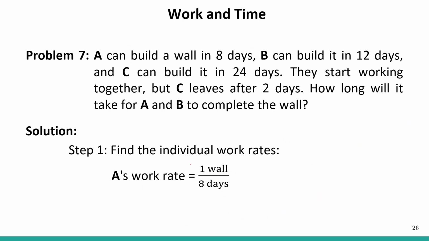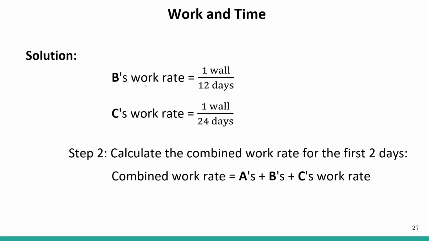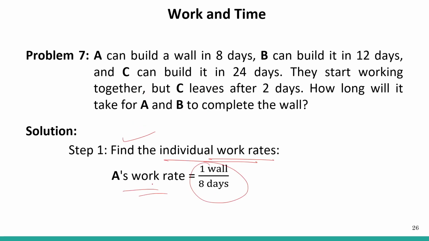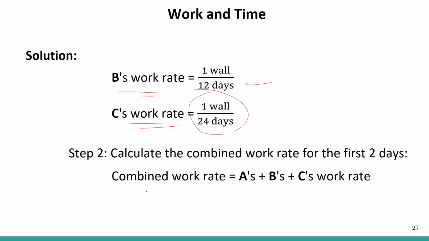So let's see a step-by-step solution. So first what we do is we find out the individual work rate. So A's work rate is 1 by 8, so 1 wall per 8 days. And B's work rate is 1 wall per 12 days. Okay, and C's work is 1 wall per 24 days. So we have written here the 3 work rates, that is work rate of A, work rate of B, and work rate of C as 1 by 8, 1 by 12, and 1 by 24 wall per day respectively for A, B, and C.